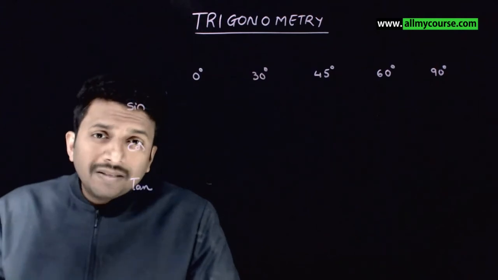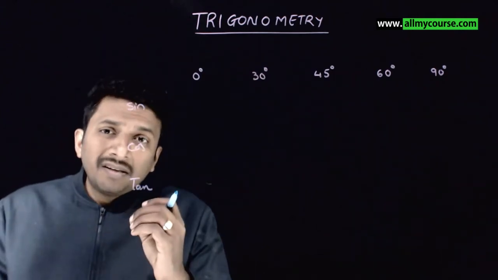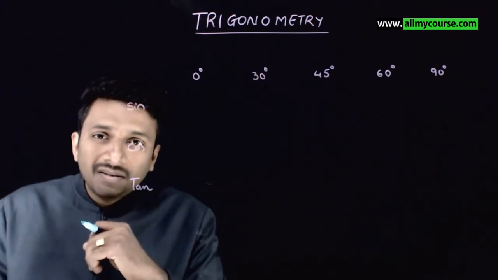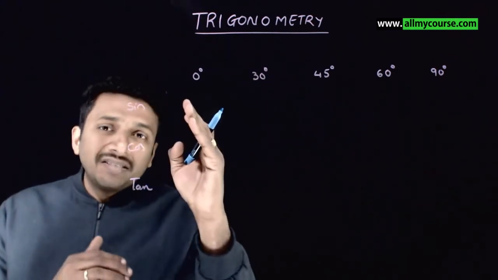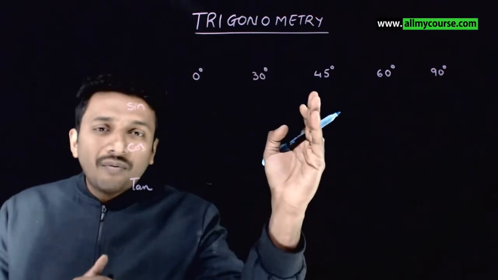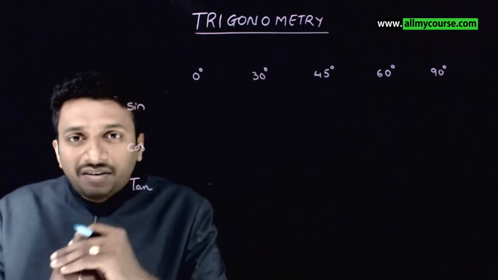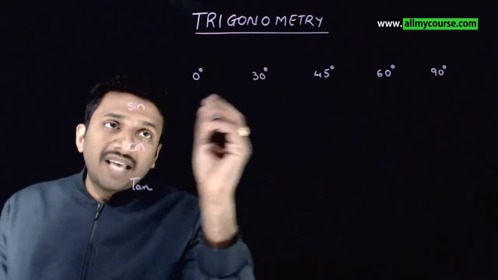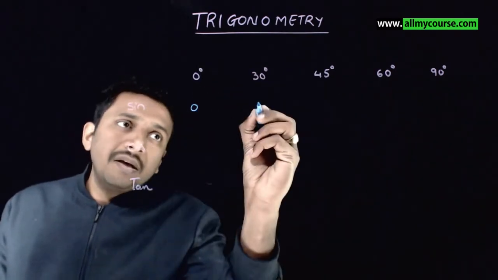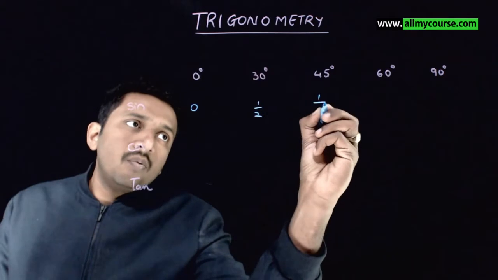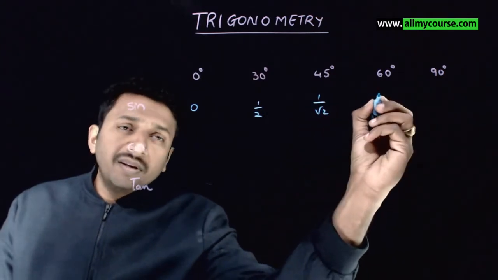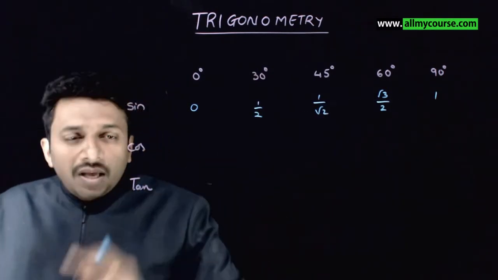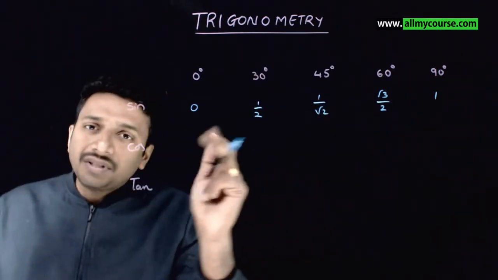So in this video, let's look at the values of trigonometric ratios for some standard angles. The most basic standard angles are 0, 30 degrees, 45 degrees, 60 degrees and 90 degrees. And the values of sine for these angles are 0, 1 by 2, 1 by root 2, root 3 by 2 and 1. And the values of cos are just the reverse of this.